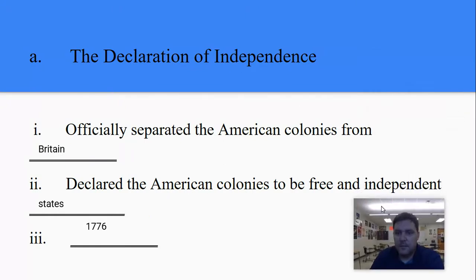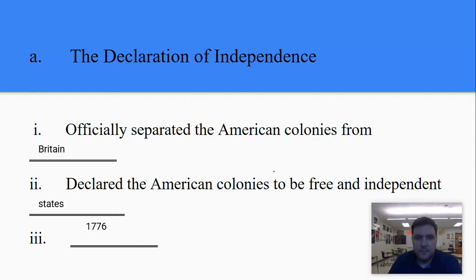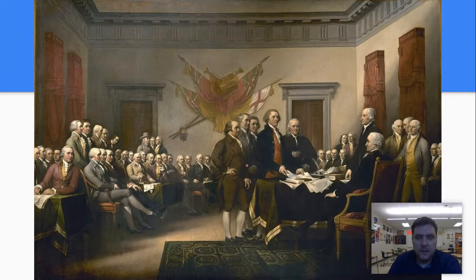Now, here's a picture of the famous painting. I think this was commissioned for the 50th anniversary of the Declaration of Independence, so we're talking like it was painted in the 1820s, right? This is the famous painting that a lot of teachers use. Notice everybody's sitting calm, cool, and collected, right? They're chilling.